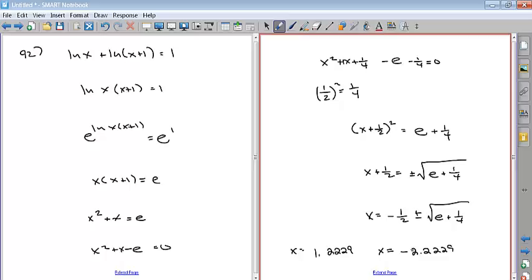So let's plug that into the original equation. So the natural log of 1.2229 plus the natural log of 1.2229 plus 1 should be equal to 1, which it is. Okay, let's try the other one. So the natural log of negative 2.222, we can't take the natural log of a negative number. So that one's not valid because the domain requires x to be greater than 0, or this argument to be greater than 0. So it's just the one solution.